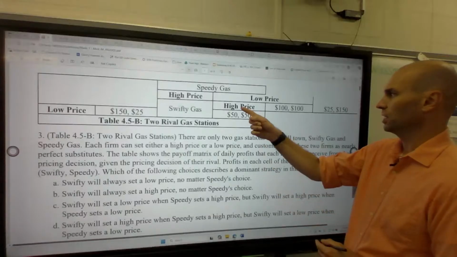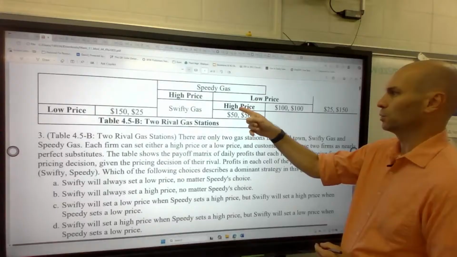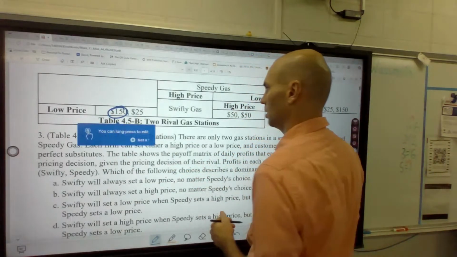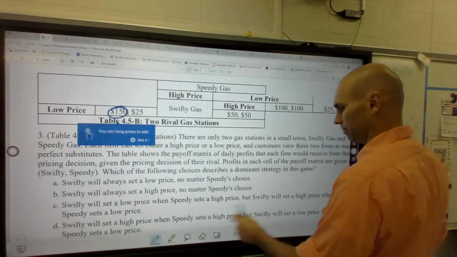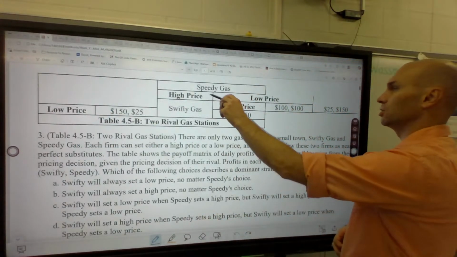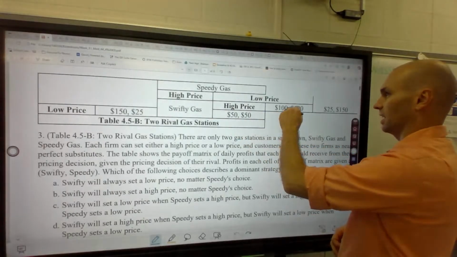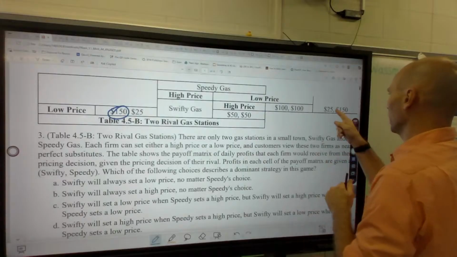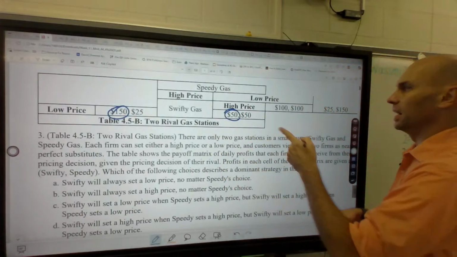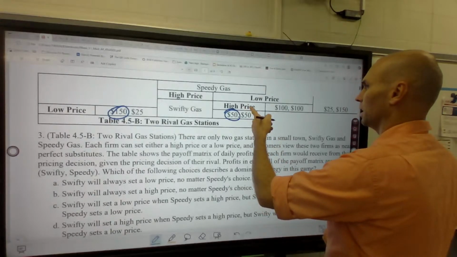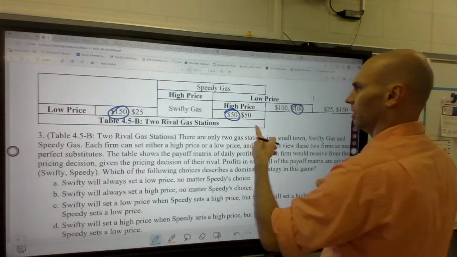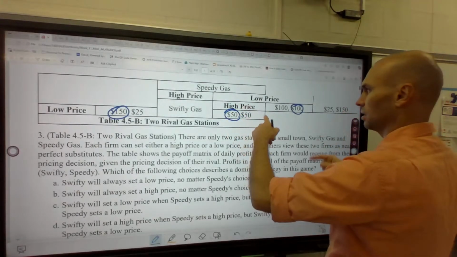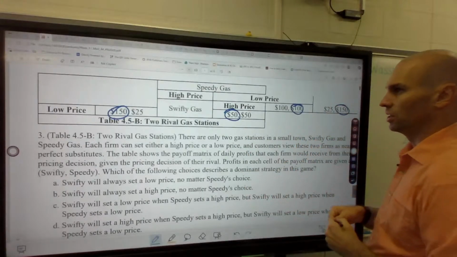If Speedy is doing a high price, I'll write on this for you guys. If Speedy is doing the high price, then that's the first number here. It'll be 100 to 150, so Swifty will pick 150, and over here at the low price, it'll be 25 to 50. But if Swifty is at the high price and Speedy decides to do the high price, we'll be here. And if Swifty does the low price, then we'll be at 50 and 150. So we'll be here.